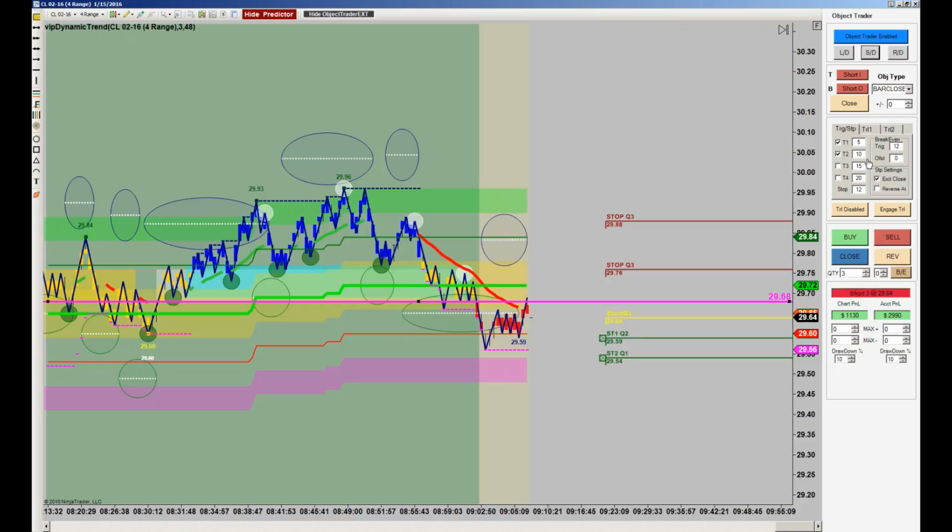Bar close. Anybody see why I took that trade right there? It kissed resistance. That's still a long trade, by the way, but that's resistance right there. So if that holds, we're going to head on down.